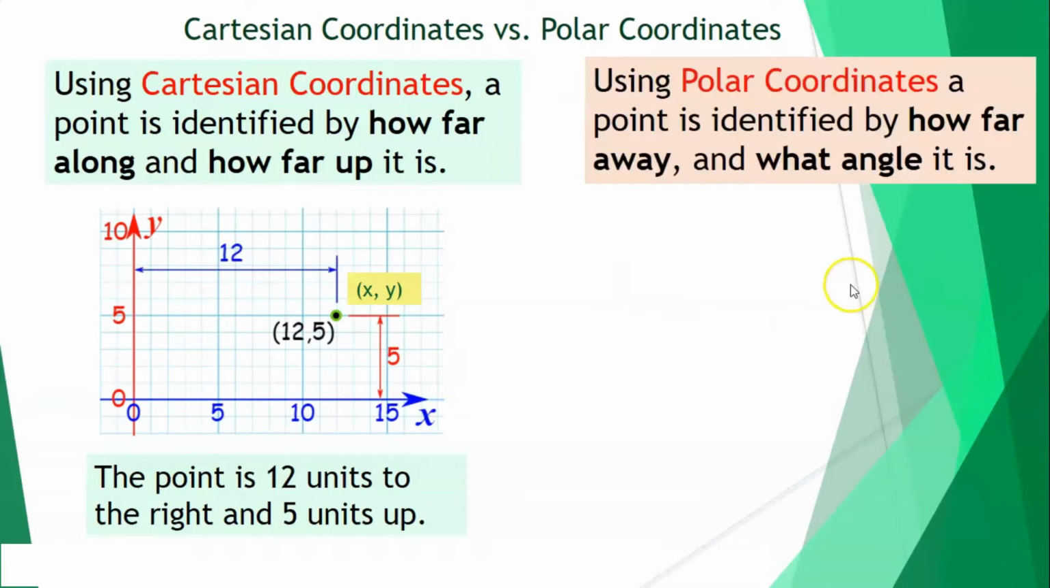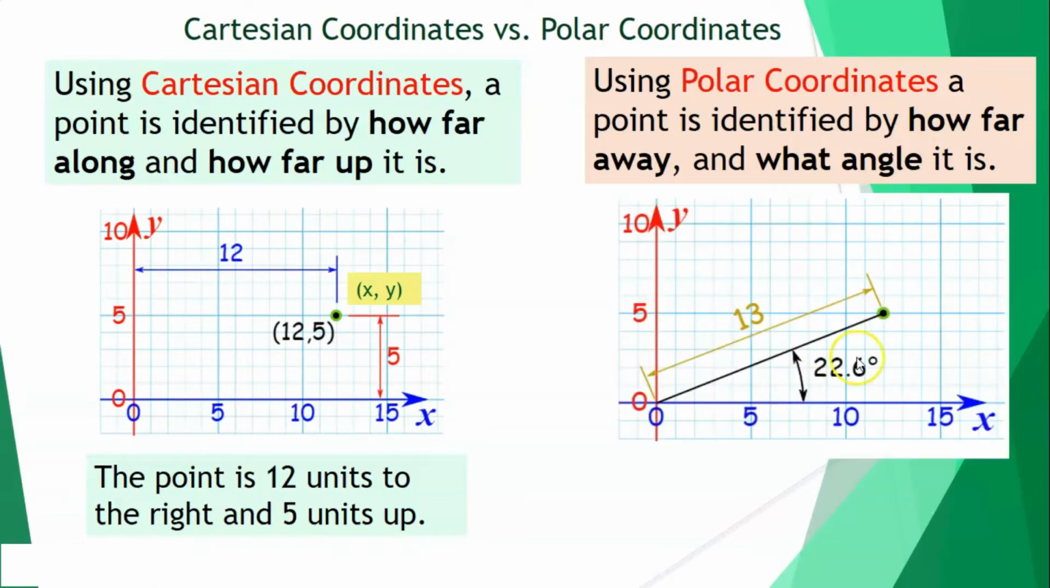Now, using polar coordinates, a point is identified by how far away it is and at what angle. So take note, for Cartesian coordinates it is how far along and how far up. For polar coordinates, it is how far away and what angle.